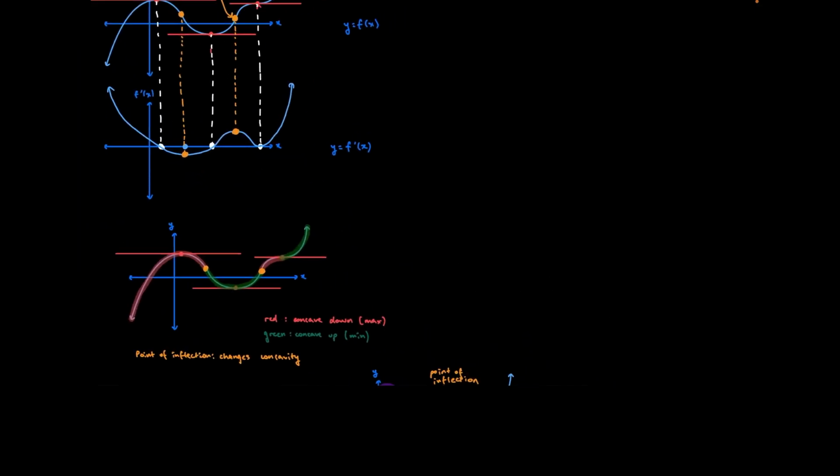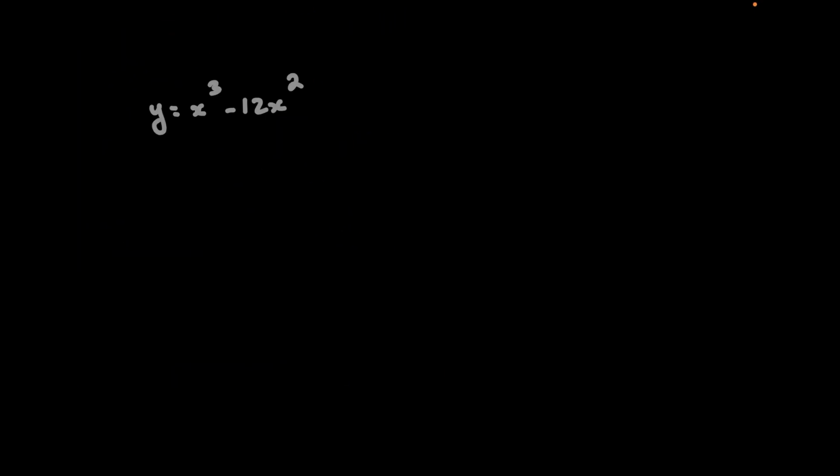And this is how you can distinguish between maximums and minimums, as well as your horizontal points of inflection. Okay, here is our first problem. The first problem is y equals x cubed take 12x squared, and our goal is to first work out all the stationary points, as well as work out the type of stationary point that they are.